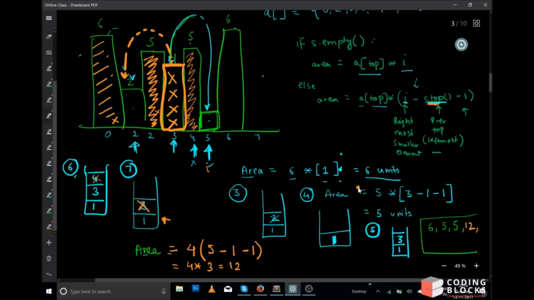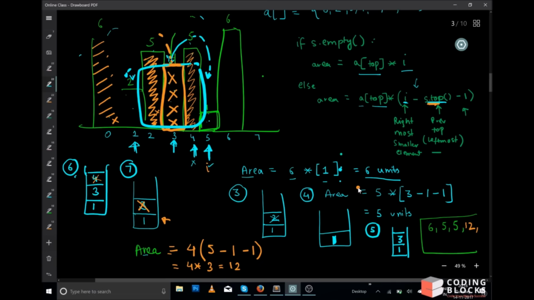So you can clearly see what is the rectangle we are making at this place. We are making a rectangle like this. This is the rectangle which is of the area 12 units, because the rightmost occurrence occurs at this position, and the leftmost occurrence hindrance, or the leftmost smallest element, occurs at this position, right? So that's why we are able to find out this area now, and from the stack we are going to pop this out, right? So 3 is now popped out.